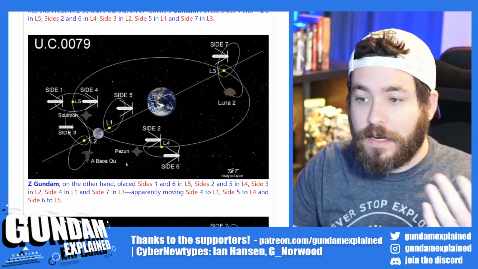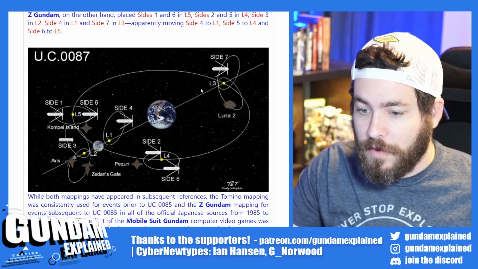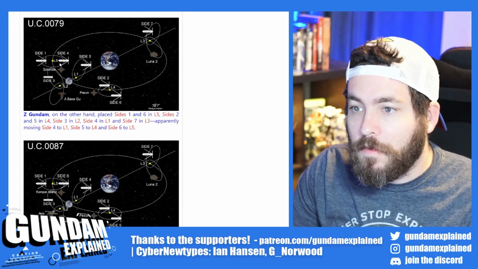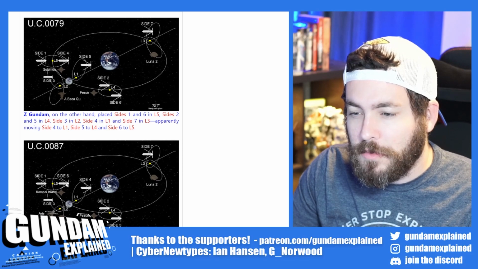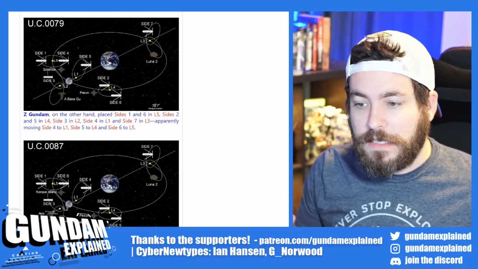We saw a lot of it ending near Abaku. And so you see 0087. So this is Zeta. So what are some differences we are seeing between the two here? Oh yeah, there we go. Side 4 and side 5, which I guess weren't too far from there, but then side 6 also moved. So that's interesting that there's shuffling of these sides.